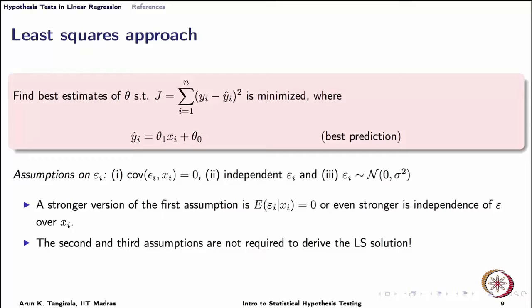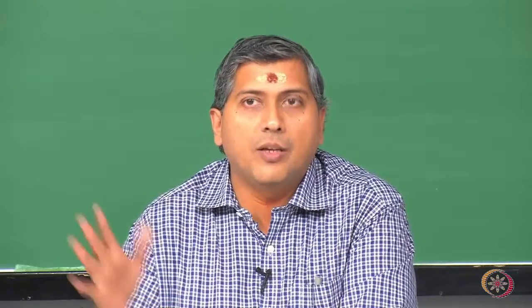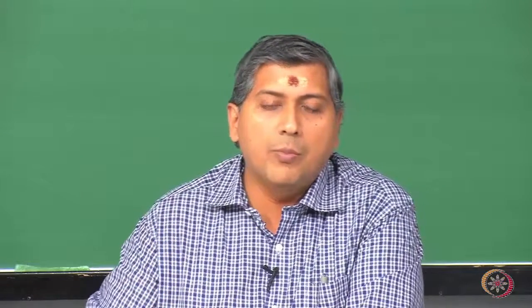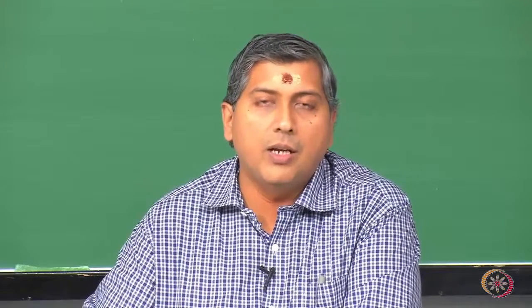We need assumptions 2 and 3 later on when we talk of sampling distributions or distributions of theta 1 hat and theta naught hat. For deriving the solution, the first assumption is sufficient, because that tells us that the best prediction is what we have written there on the slide, and then we can proceed to the best estimates of theta 1 and theta naught using standard optimization techniques.